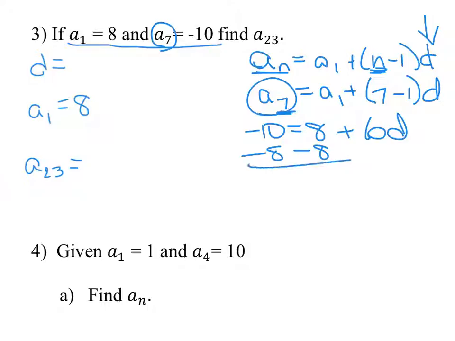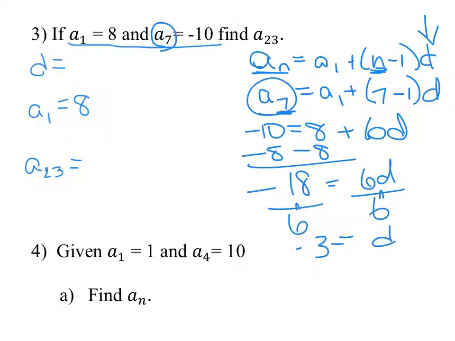Right. So this is minus 18 equals 6D. Divide by 6. Sorry. And you should get negative 3. So your common difference is negative 3. And it makes sense because you're getting smaller as you go higher. So it should be negative. And then you just have to figure it out. Some of you can do that in your head because you're smart guys, but, you know, I'm not.